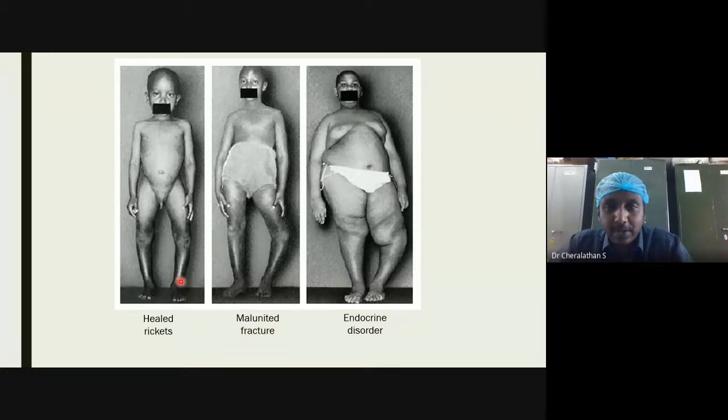We call it as windswept deformity. So that can happen in rickets. Here it is bilateral genu varum. It has healed now, but still we need to correct the genu varus deformity. Here it is a malunited fracture actually. There is a proximal tibial fracture which is malunited, causing this deformity. And this is an endocrine disorder where the patient has got abnormal angulation at the level of knee.